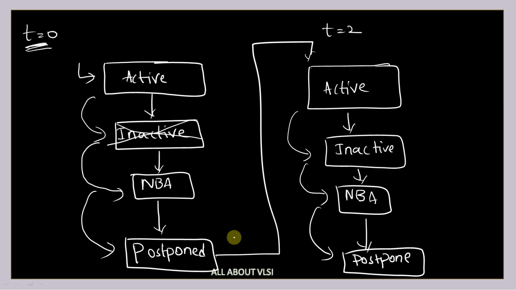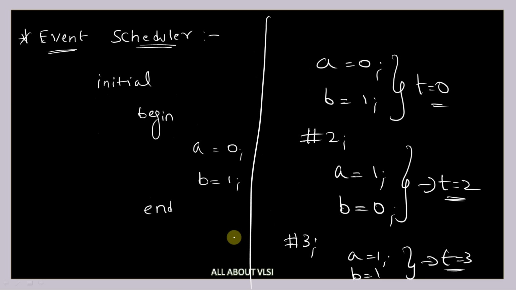Okay. So what is happening? What we have written, A is equal to 0, B is equal to 1. This is my time slot, T is equal to 0. At T is equal to 0, these assignments are happening. And we have written hash 2. That means this is my time slot, T is equal to 2. And again we have written hash 3, A is equal to 1, B is equal to 1. This is my T is equal to 3.